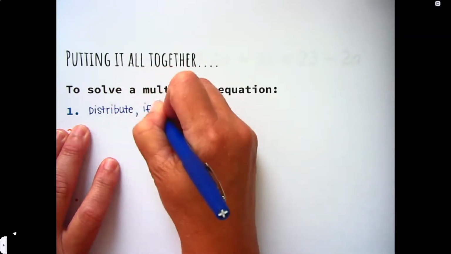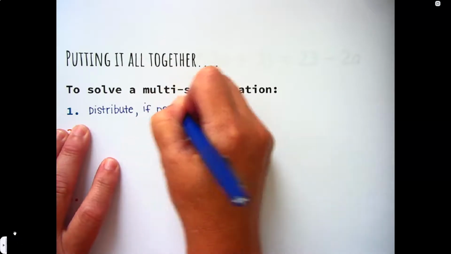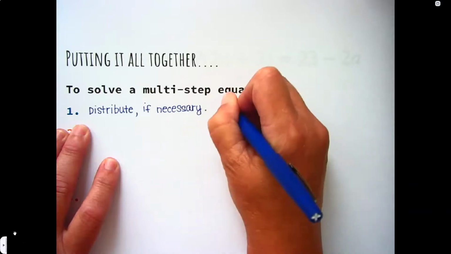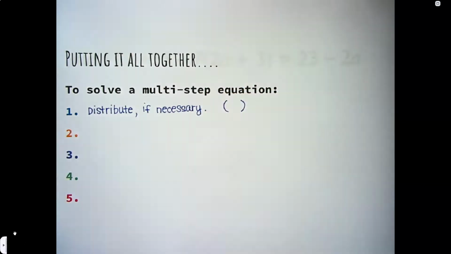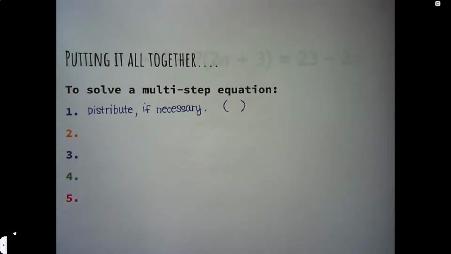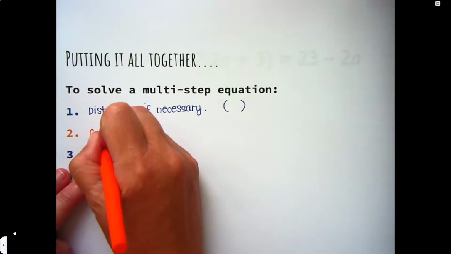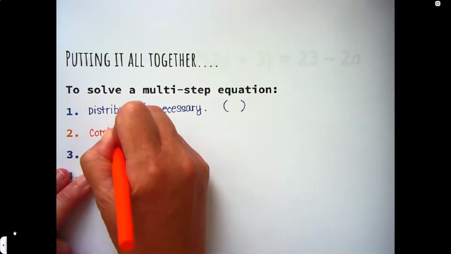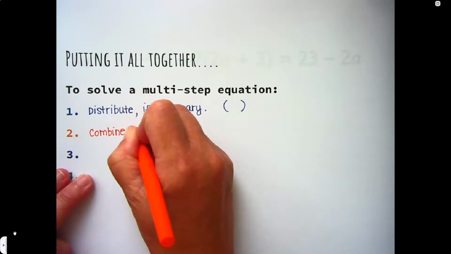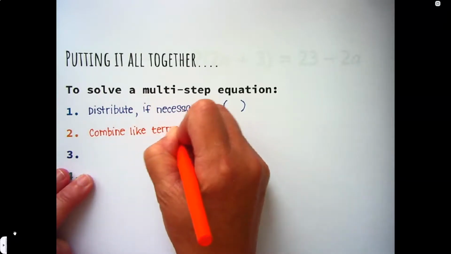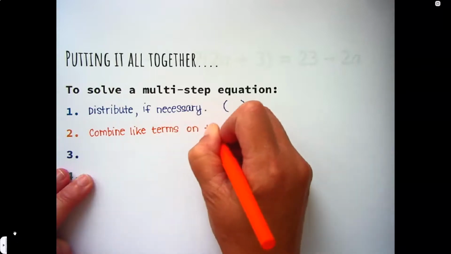if necessary. You will know it's necessary to distribute if you see parentheses in your equation, and you will have to distribute and make those parentheses go away. Step 2, when you're solving a multi-step equation, is to combine like terms on the same side.